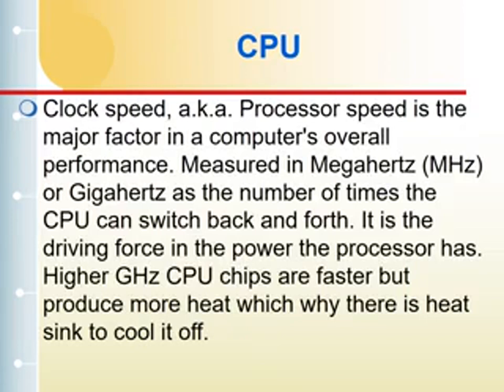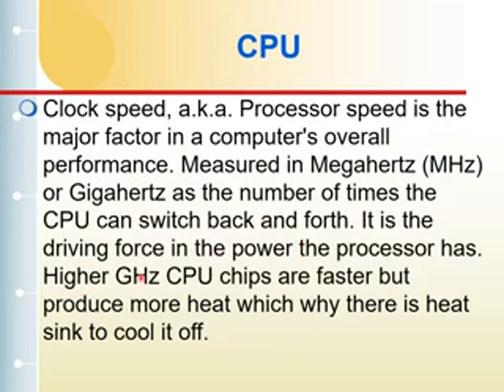CPU, that's the processor. The processor, also known as CPU, is the major factor in a computer's overall performance. It's measured in megahertz for all the computers, but these days most computers run in gigahertz. This is the number of times the CPU can switch back and forth. It is the driving force in the power the processor has.